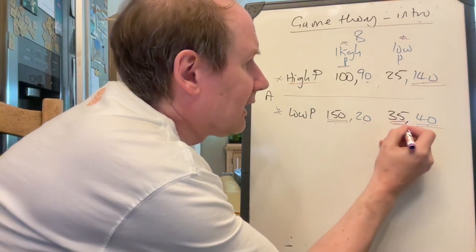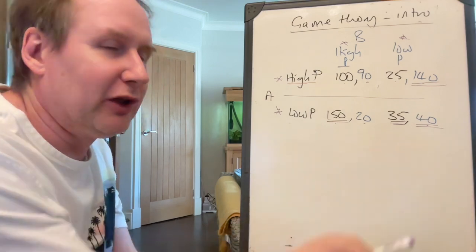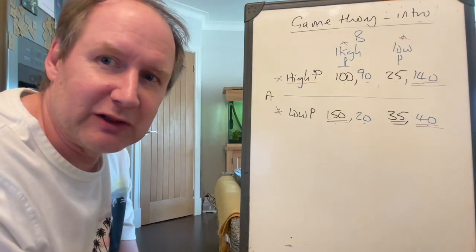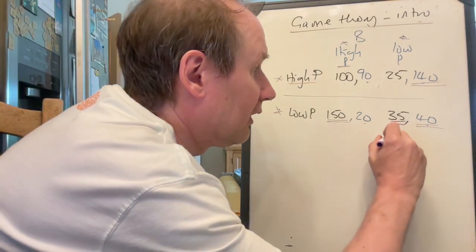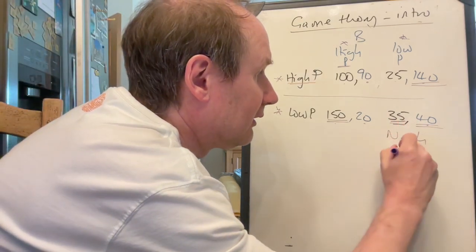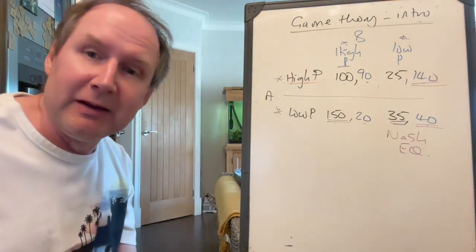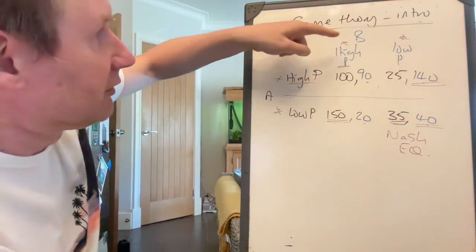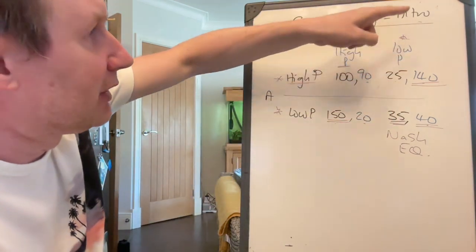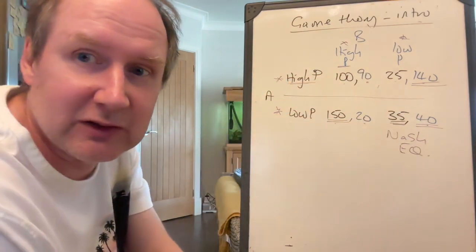What you'll find is that if you find a double underlining after this process in one box, that's the equilibrium, and it's called a Nash equilibrium, which I'll define in a minute. Given the logical outcomes, if B plays high, A plays low, and if B plays low, A plays low, and so on, it takes us to there. That is the Nash equilibrium.